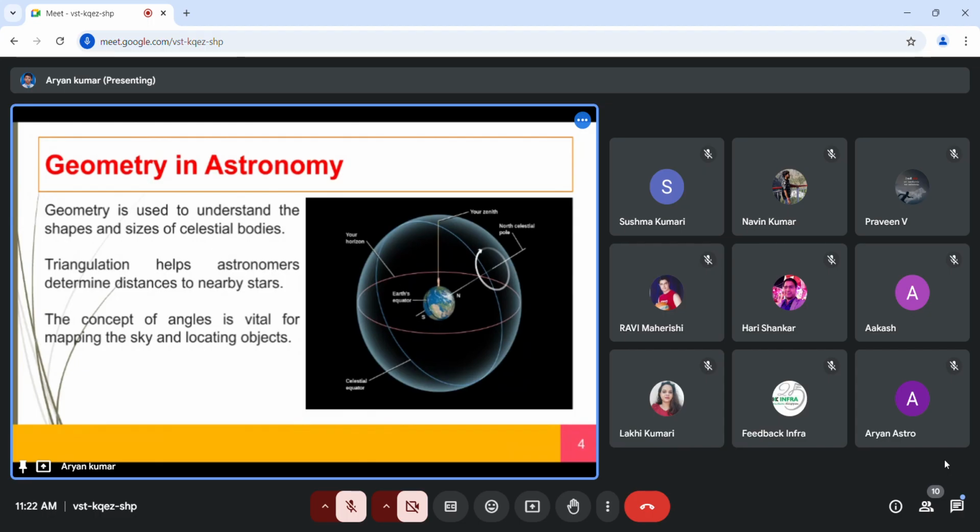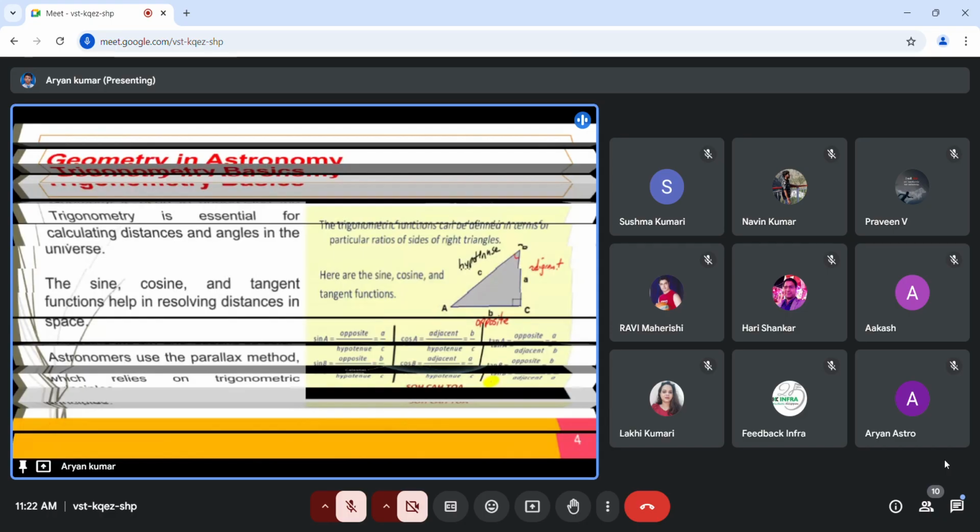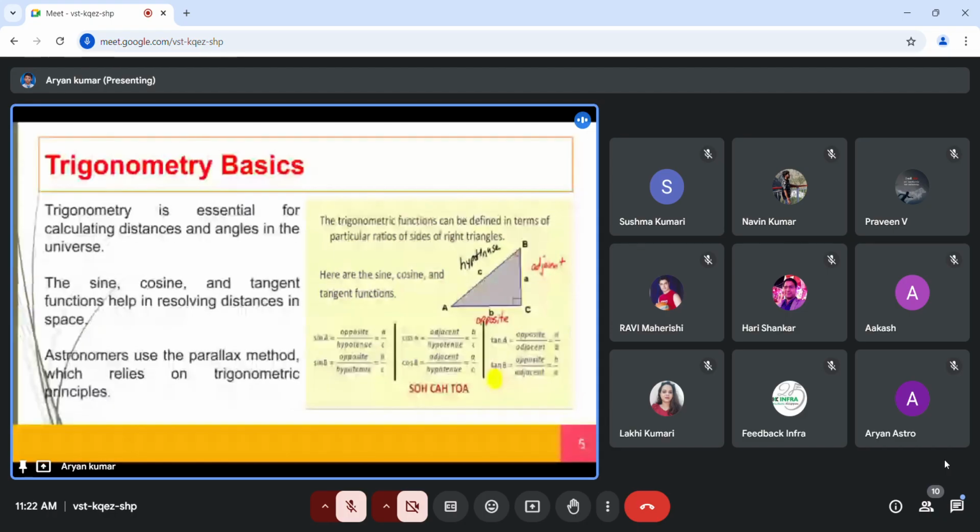Okay, now move to the next topic. Trigonometric basics in astronomy. Trigonometry is essential for calculating distance and angles in the universe. The sine, cosine and tangent functions help in resolving distance in space. Astronomers use the parallax method, which relies on trigonometric principles.